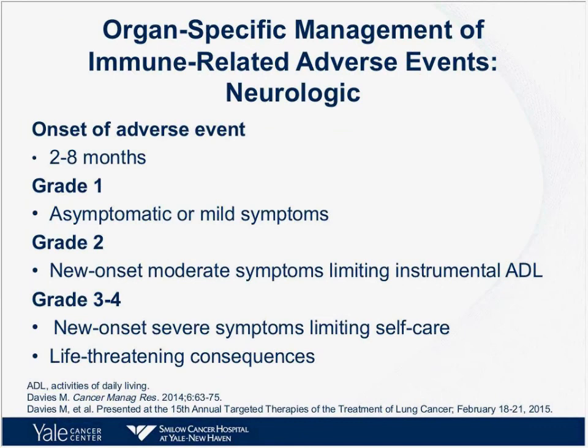For neurologic toxicity, these are quite rare, but they can occur at 2 to 8 months after. Patients are asymptomatic in early stages, but grade 2, they may have some symptoms that do interfere with their instrumental ADLs. Grade 3 to 4 toxicity is new onset of severe symptoms, limiting their self-care, as well as some life-threatening complications.